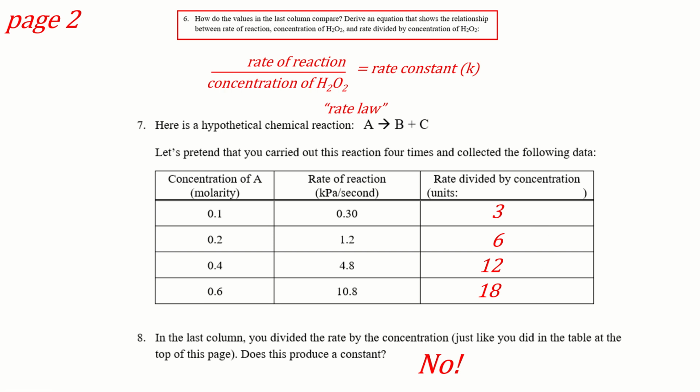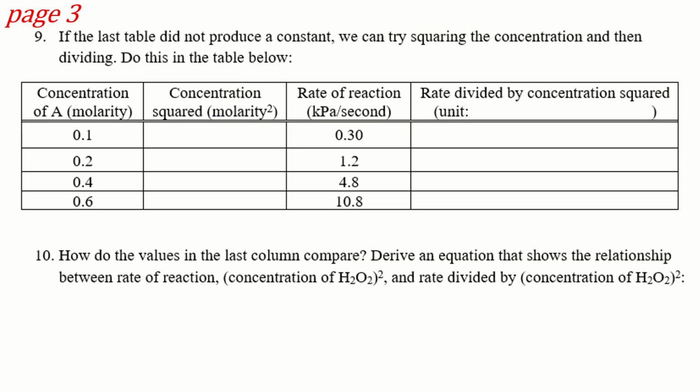And what we actually have to do in order to get a constant, and this is on the next page, is to take the concentration and square it first. So let's see. 0.1 squared is 0.01. 0.2 squared, 0.04. 0.16 and 0.36. Now, if we take the rate of the reaction and divide it by the concentration squared, for the first row, we get 30. For the second row, we get 30. Now we're getting our constant.